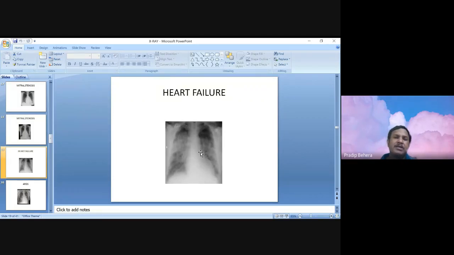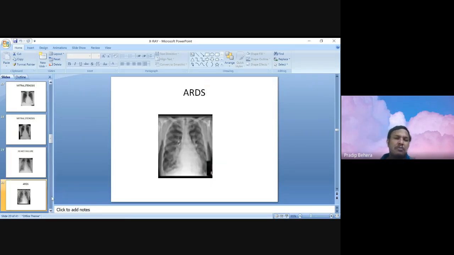In another picture here, you see the bilateral infiltrations. If you find patchy opacities in both the lung fields, more in the hilar region and upper part, this is more often due to heart failure or pulmonary venous congestion. So this is usually confused with ARDS. ARDS and heart failure, almost a similar picture comes. One is a cardiogenic pulmonary edema, another is a non-cardiogenic pulmonary edema, that is the ARDS.